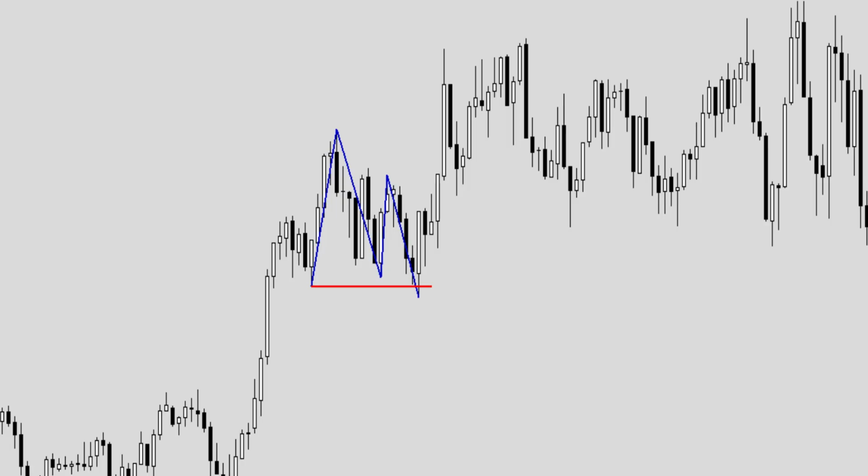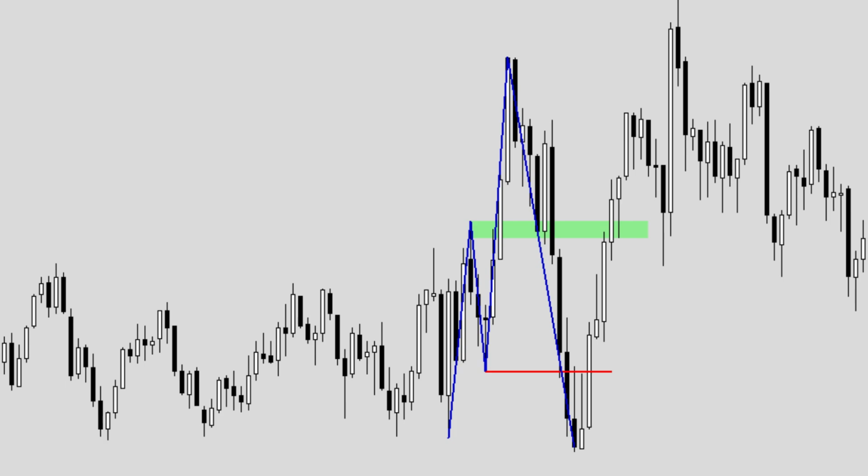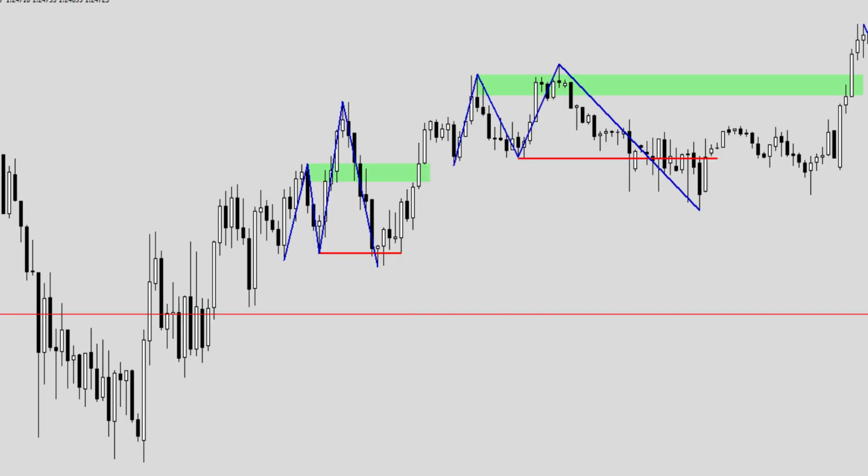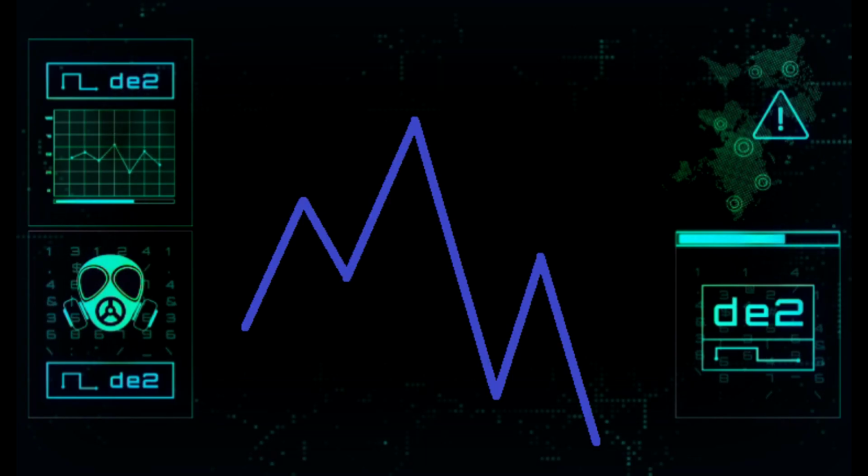Remember, to stop catching knives in the market, you need to stop seeing every move as a market reversal. All patterns work only from areas of interest. If the pattern is not formed in the area of interest, then this is a trap, and the pattern will not work. Pattern number 3.